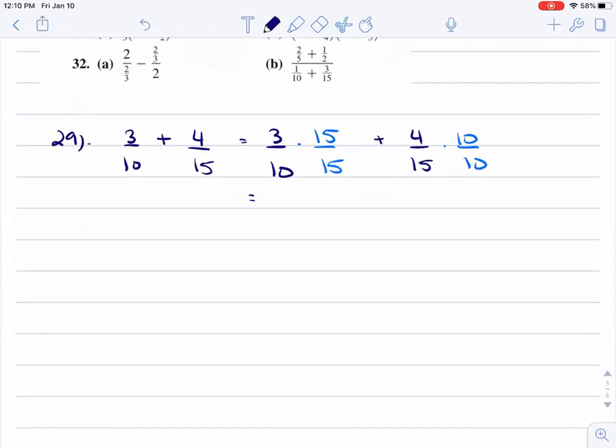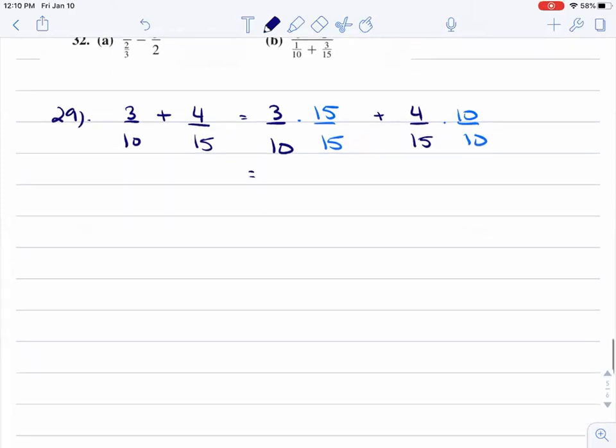Now we're multiplying fractions, which means we can just multiply across. And so 3 times 15, I think, is 45? And definitely use your calculator. Don't try to be a hero. I want you to use your calculator. You don't have to do math in your head because sometimes even when we think we're right, we're wrong. So just use your calculator. I'm totally fine with that.